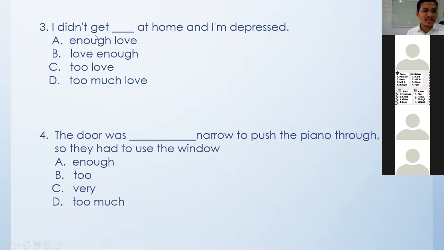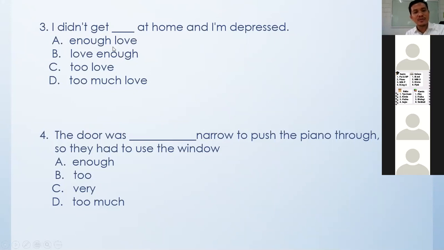I didn't get enough love. Ya, love di sini kata benda. Kenapa? Karena di sini sudah ada kata kerjanya. Nggak mungkin kata kerja dua-dua ya. Get love, right? So, the position when enough is connected with a noun, ketika enough itu bergabung dengan kata benda, posisinya bagaimana? Enough first or noun first? Enough first. Okay, enough first, kata enough-nya duluan, kemudian diikuti kata benda.